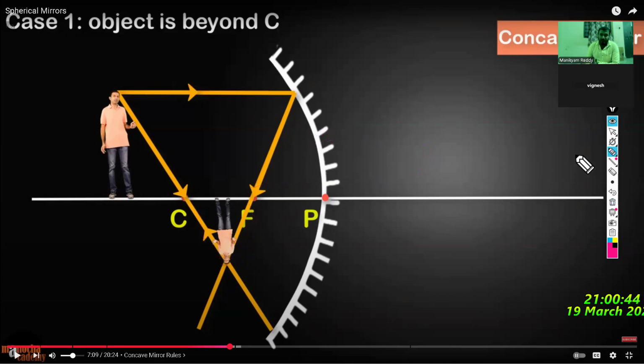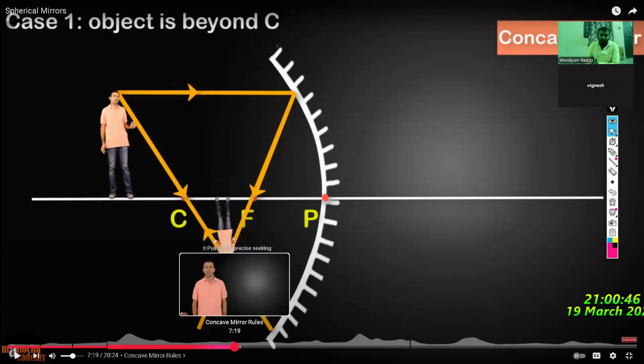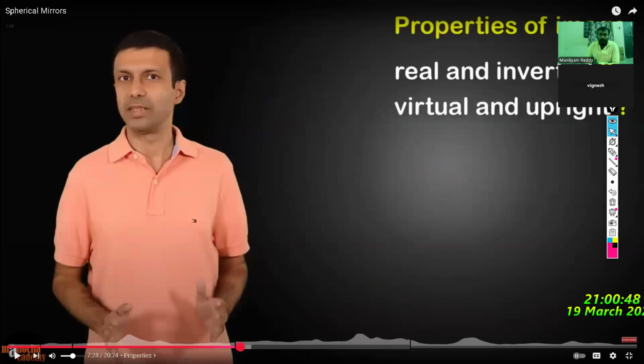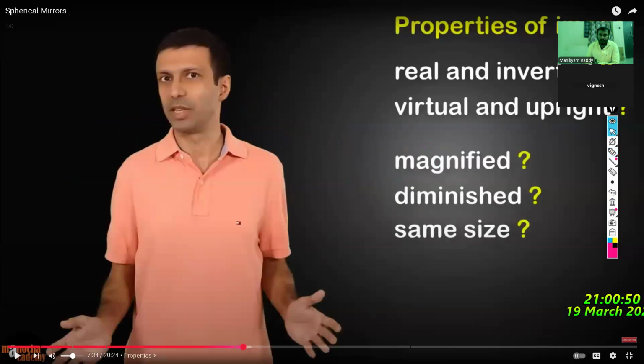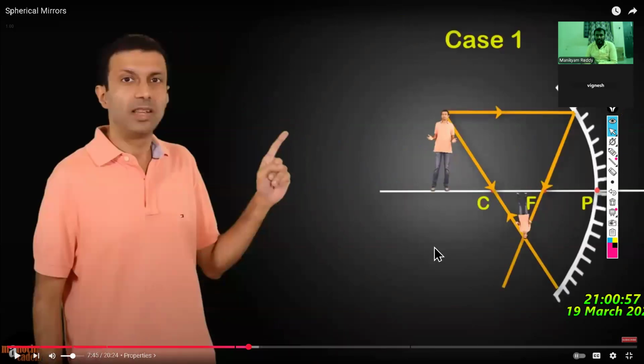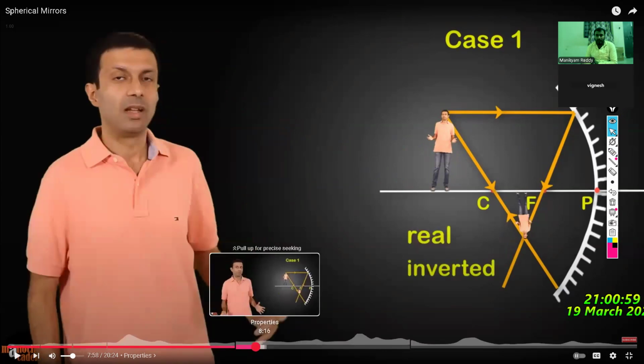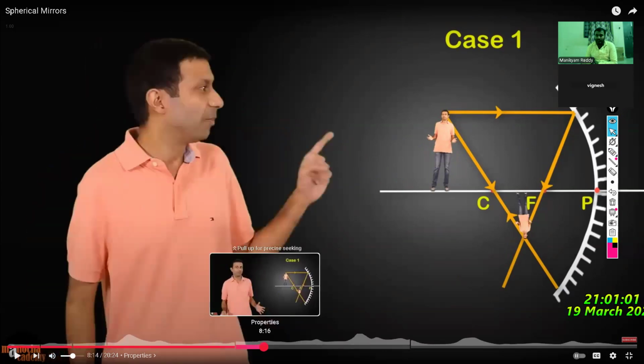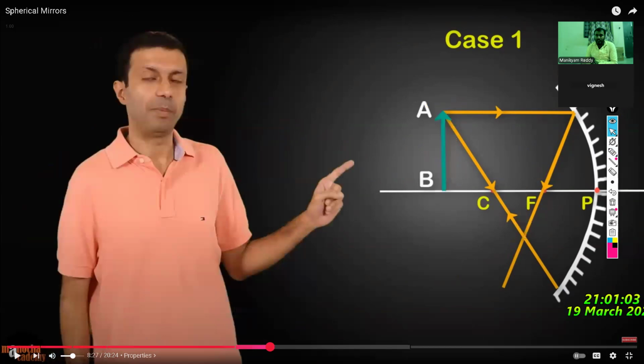Next one. Now, properties: real and inverted, or virtual, upright, and magnified. Okay, here in case one, what happened to the image? It is a real and inverted image.